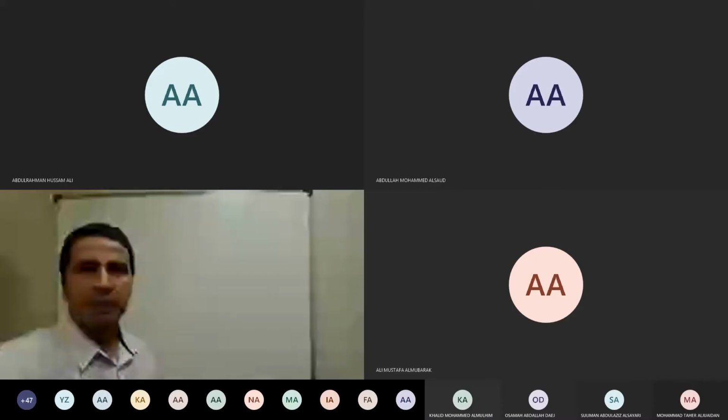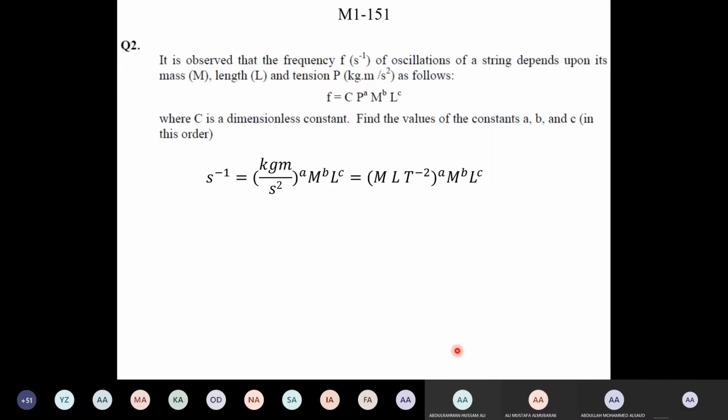Oscillations of a string depends on its mass, length, and tension as follows. So this is the equation for the frequency in which the tension, length, and mass are given. C is a dimensionless quantity. When it says dimensionless quantities, it means that it has no units, okay?